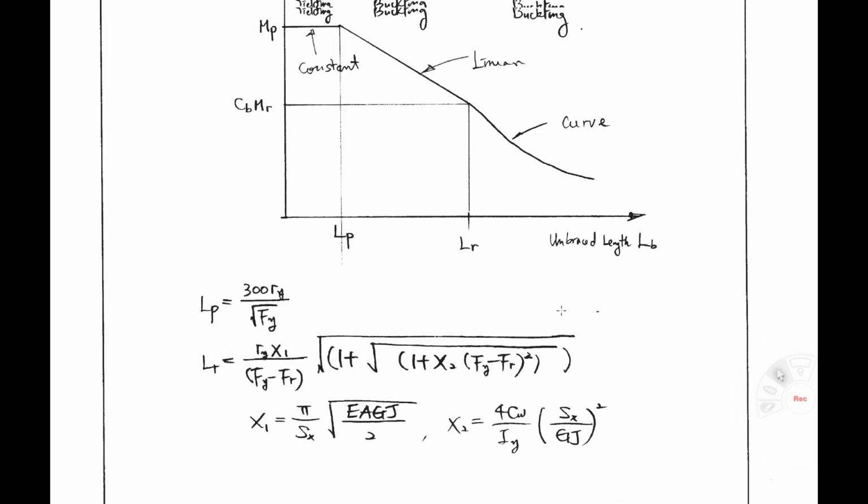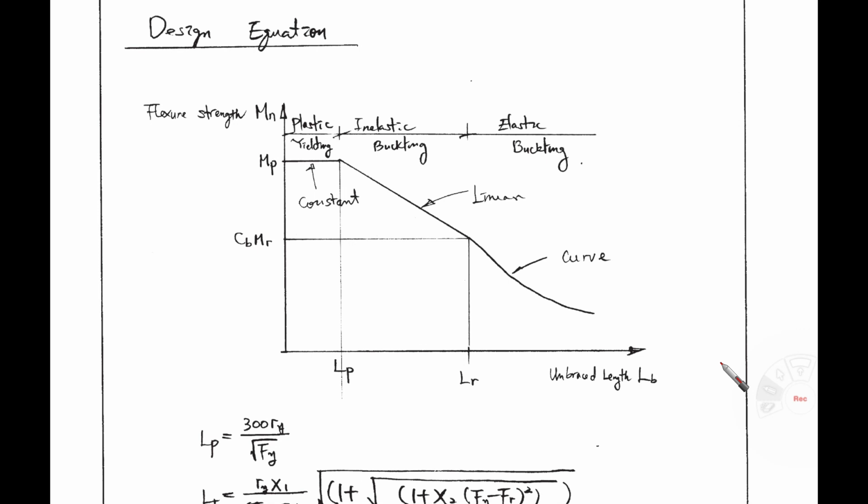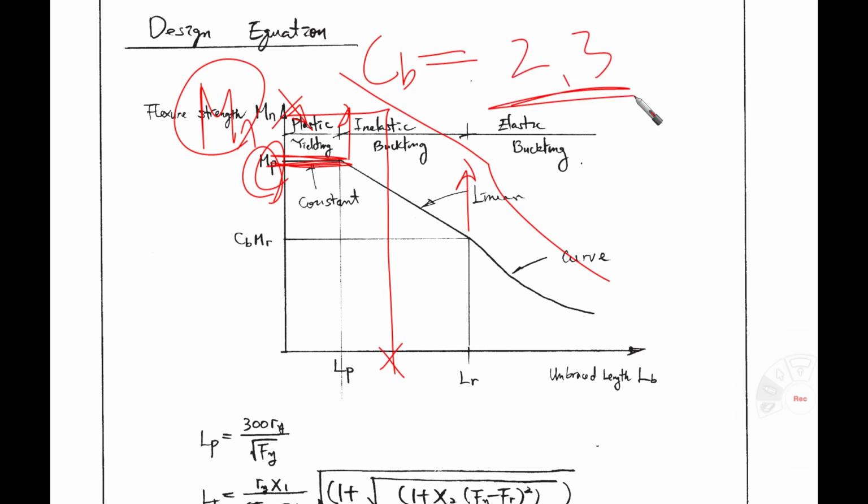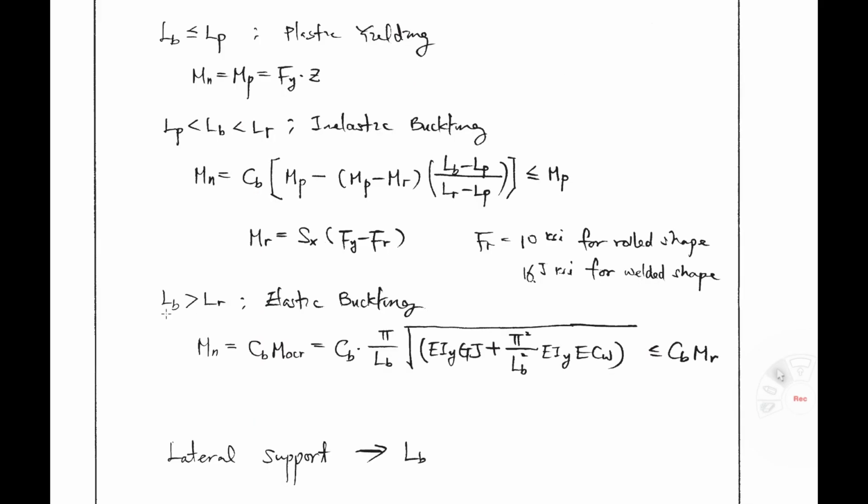If you multiply by Cb, your curve goes up like that. If Lb is somewhere here and you calculate Mn and it is greater than Mp, then your moment capacity is not this one, it is this one. The maximum moment capacity cannot be larger than Mp. So this is Mp. If Cb is, for example, 2.3, this kind of case can occur, okay? If Cb equals 1.0, that is this equation, this curve. If Lb is greater than Lr, it is the elastic buckling case, that is this equation. So you must be familiar with this equation.